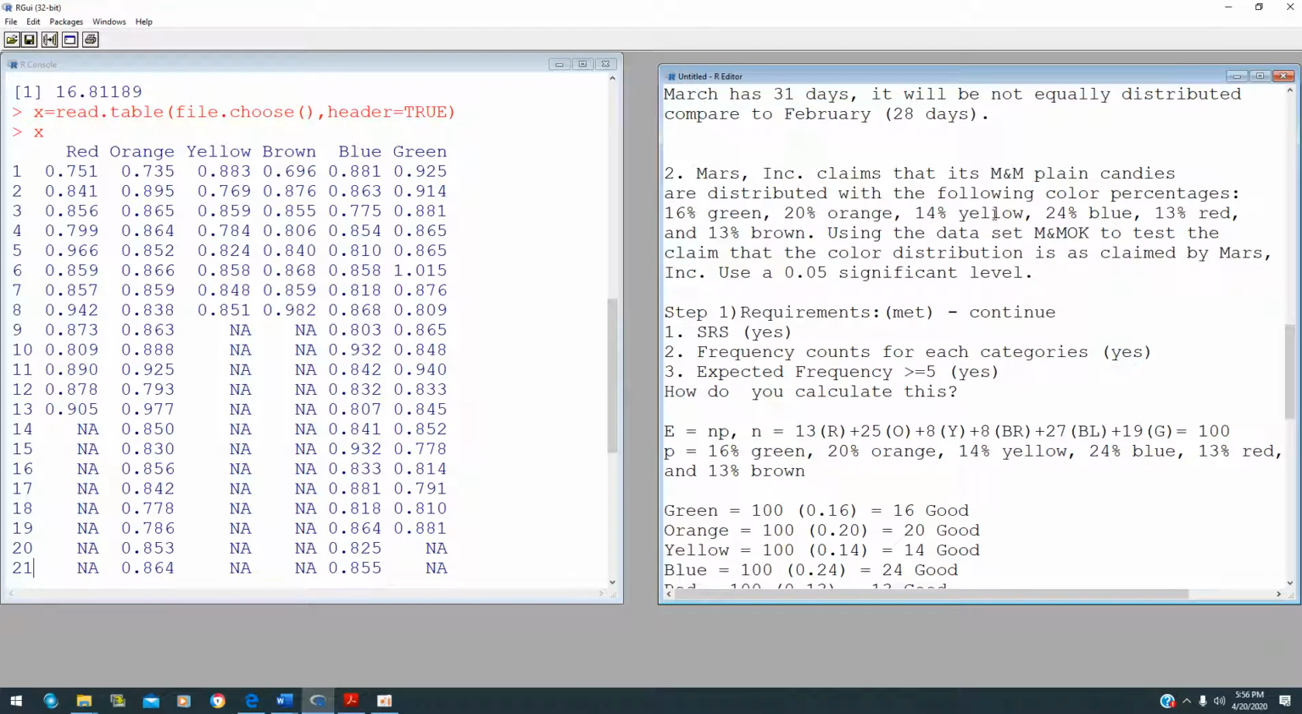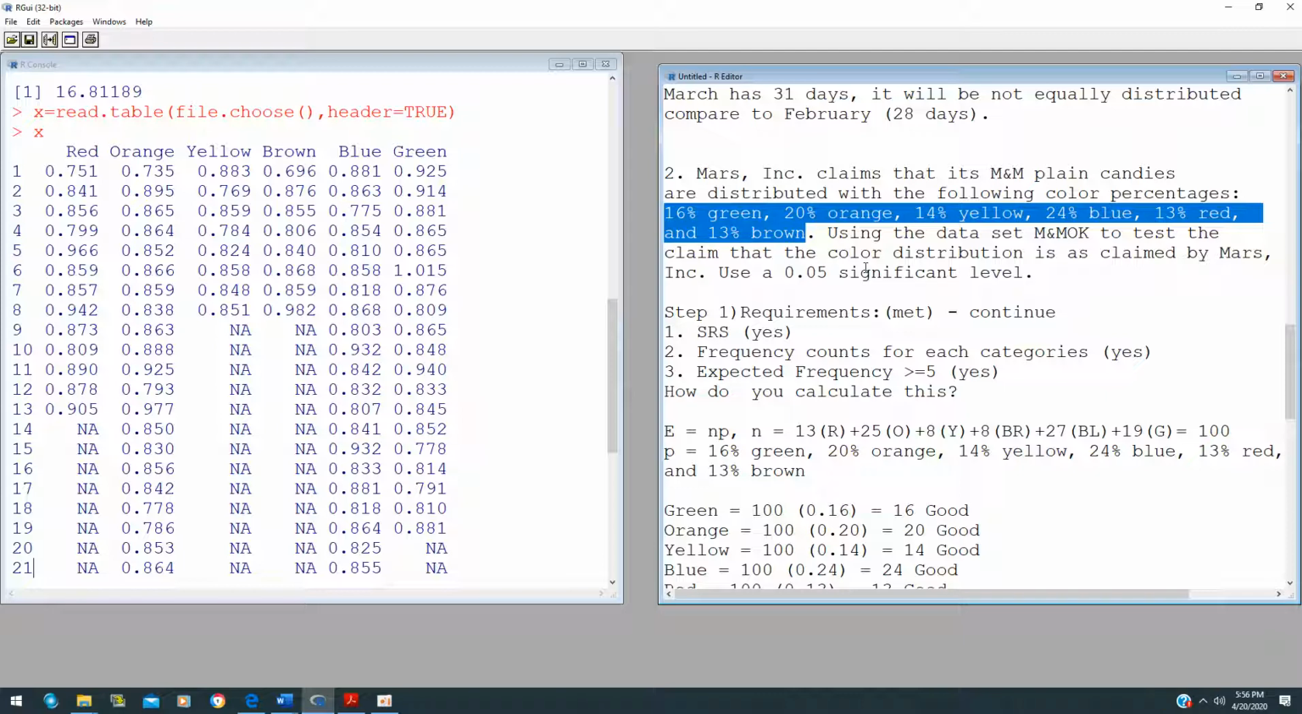Mars Inc. claims that its plain M&M candies are distributed with the following colors: green 16%, orange 20%, yellow 14%, blue 24%, 13% for red, and 30% for brown. Using the dataset M&M OK, test the claim that the color distribution is as claimed by Mars using a 0.05 significance level.